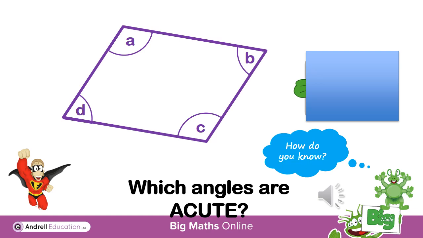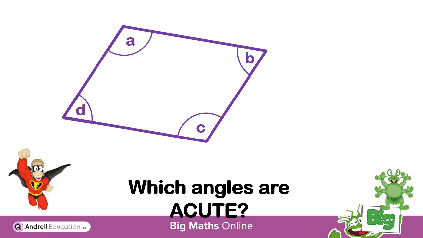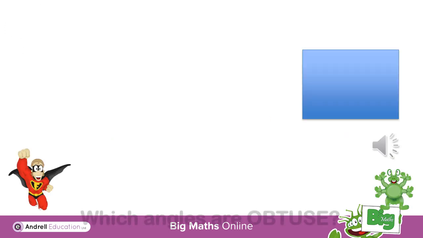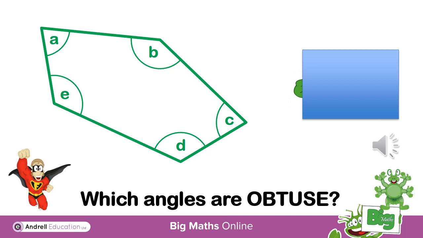Okay, let's have a look at another quadrilateral, a parallelogram. Which angles are acute? And how do you know they are? In this pentagon, which angles are obtuse? That means they're bigger than 90 degrees.